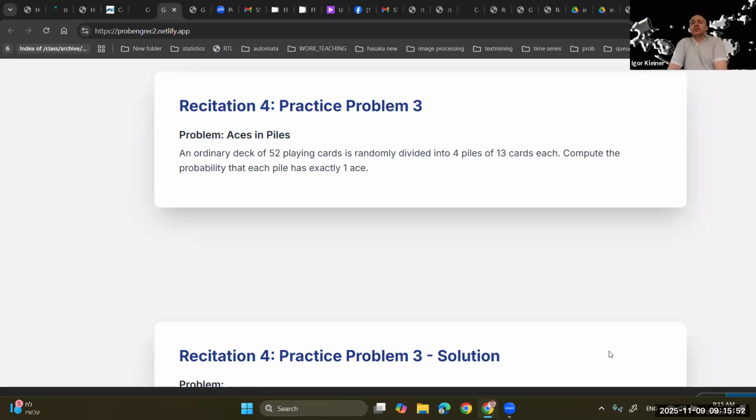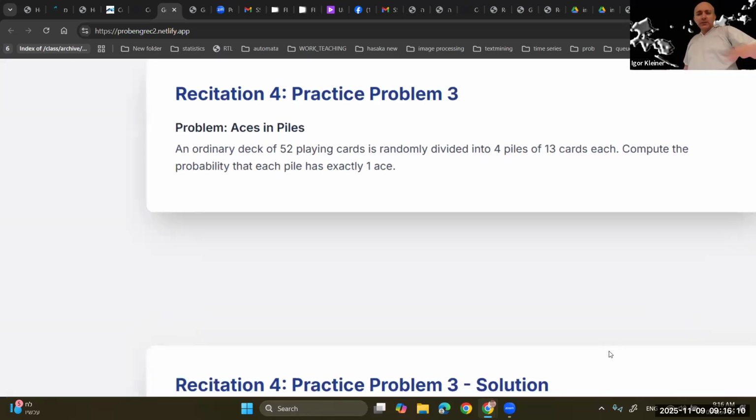Question number 3. Also an interesting question. It's not a simple question, but after you understand the solution, it's simple. I want to demonstrate two solutions to this question. One easier but tricky, and the second is not tricky but hard. Okay, so let's read this question.